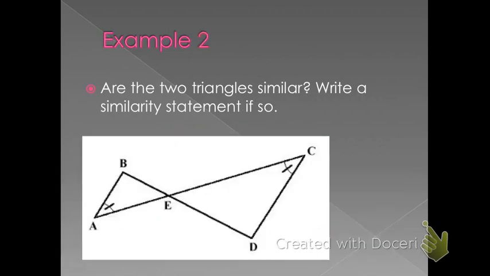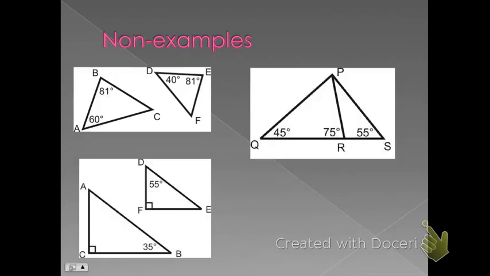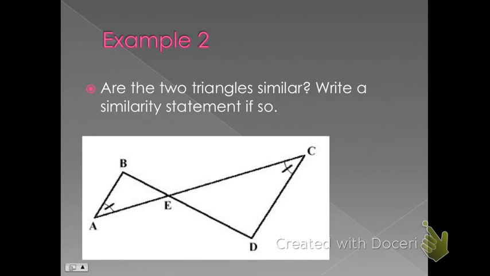Are these 2 triangles similar? If so, write a similarity statement. All right, well, we have 1 pair of angles already congruent here, and we have vertical angles that are congruent. So yes, we have angle-angle similarity. So triangle ABE, I started with this angle, so I'm going to start over here, is similar to triangle CDE.